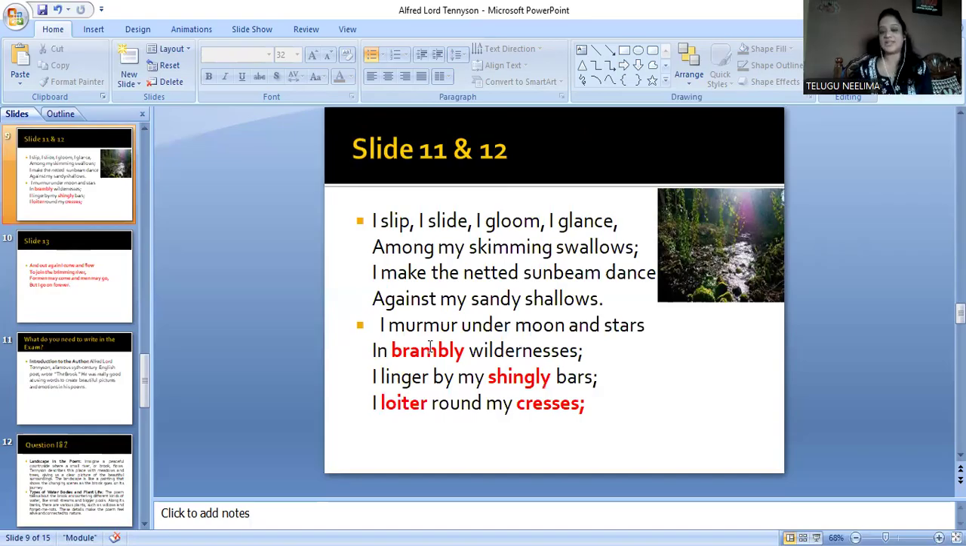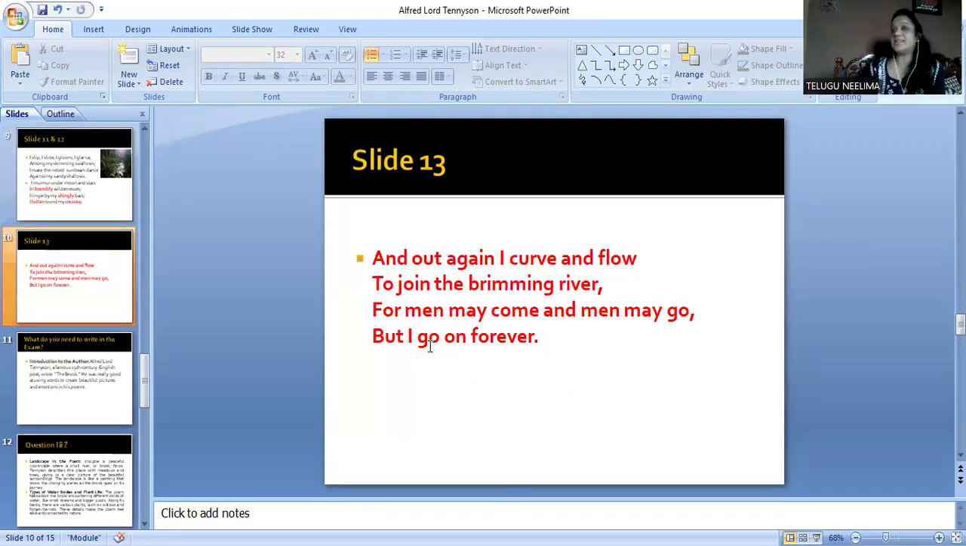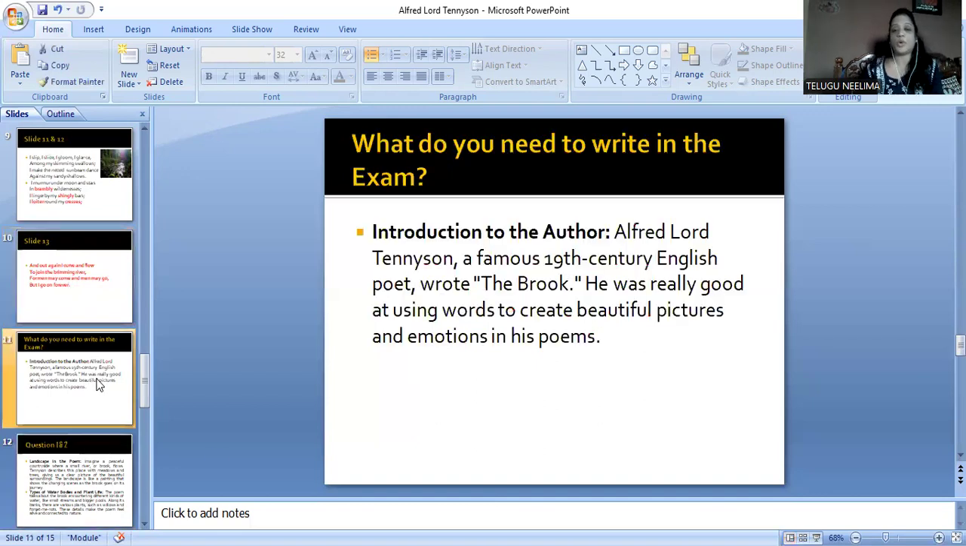And in the 12th stanza, again it is telling what it does under the moon and stars, and finally what it means. And again in the 13th stanza, it winds up telling that my final thing is the destination that I need to go to. Men may come and men may go. So this is all about the poem, The Brook.